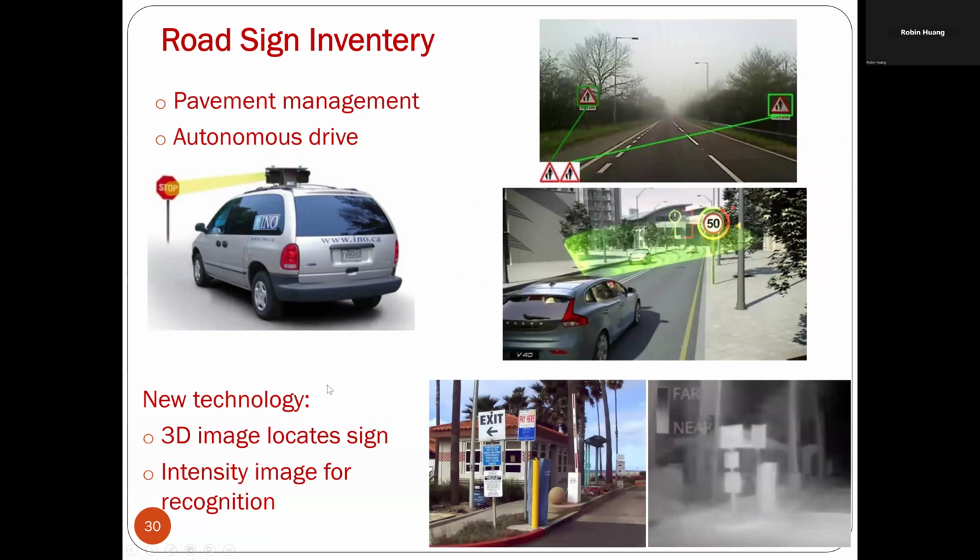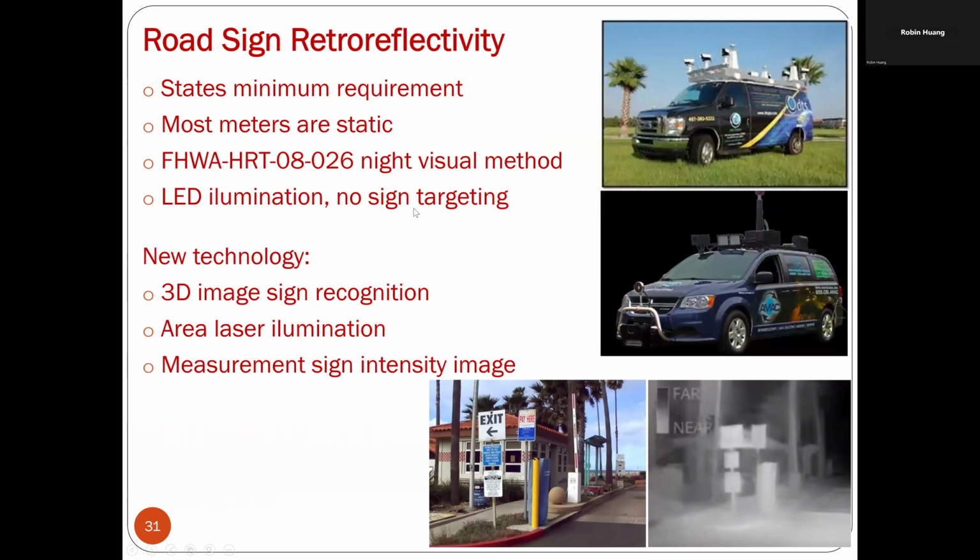Sign inventory is also an interesting topic for the DOT. Mainly they use cameras and also sensors to detect the signs and see how bright all those signs are. Some companies use a 3D sensor to find the signs, then do sign reflectivity and sign type. I'm thinking that now a lot of companies start using AI to classify, to identify the type of the sign. Sign reflectivity is the same thing as the sign inventory.